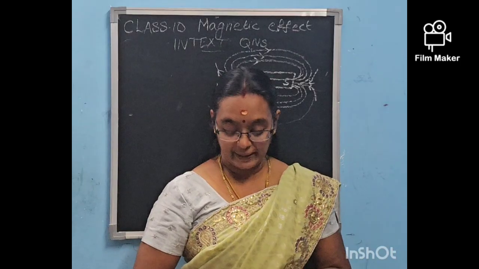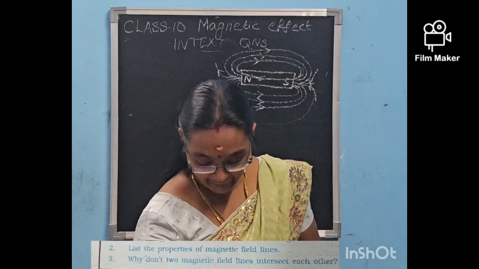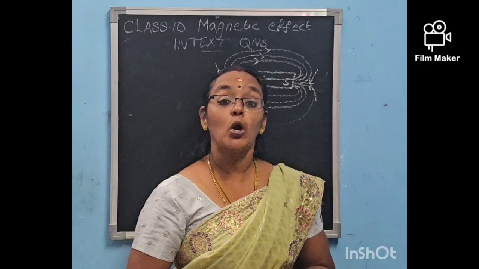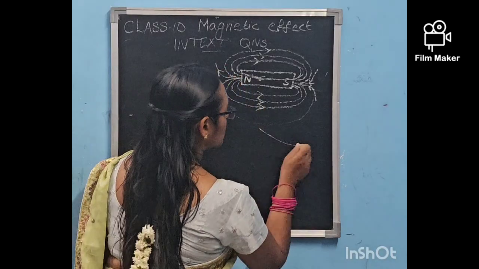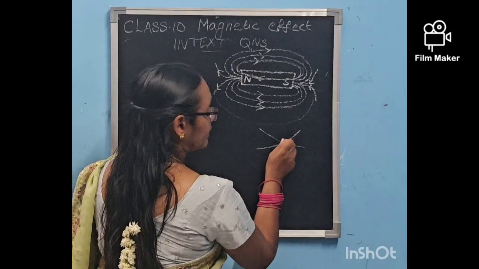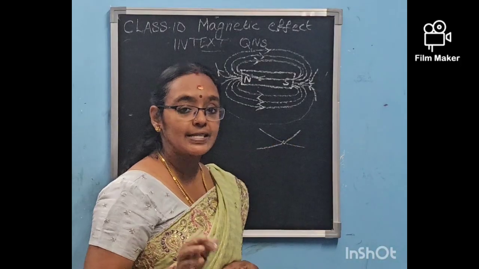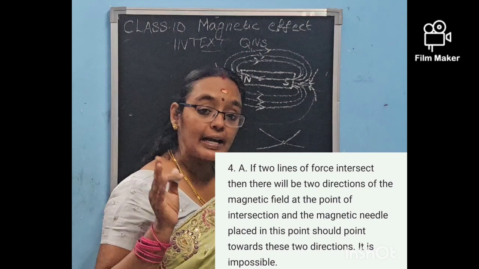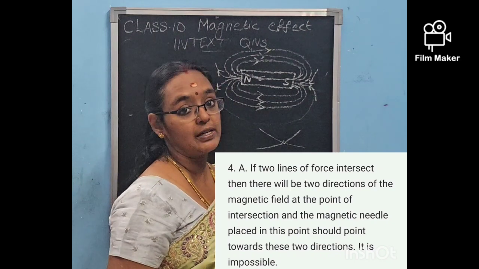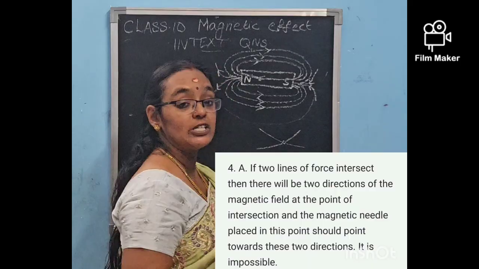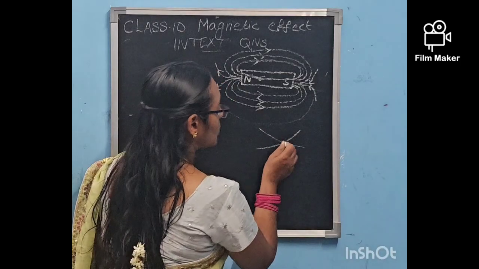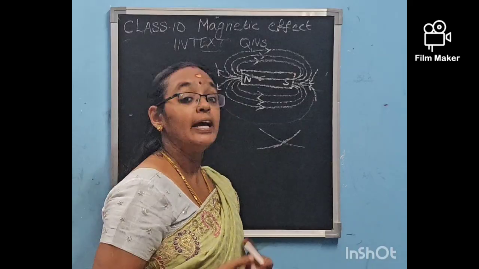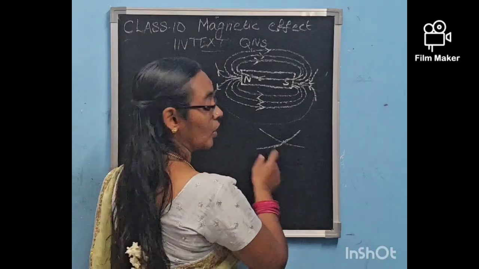The next question on the same page is, why do two magnetic lines of force not intersect each other? If the magnetic lines of force intersected each other, at that center point we could say that there are two directions of the magnetic field. As the magnetic lines of force represent the magnetic field, and as we know the magnetic field is unidirectional, if the lines intersected at that particular point, there would be two directions for the magnetic field. Is it possible? No. That's why they do not intersect each other.